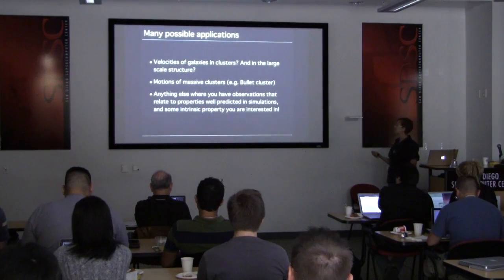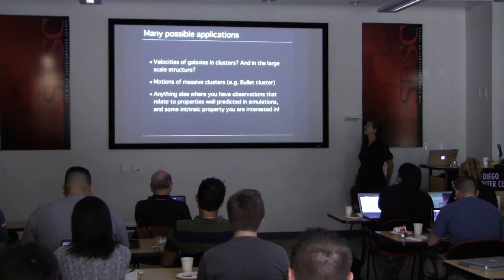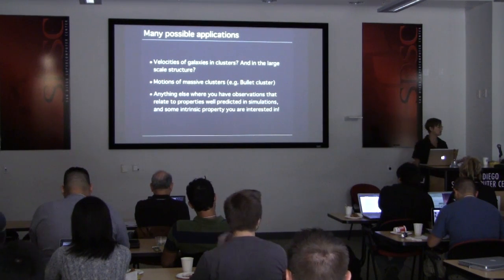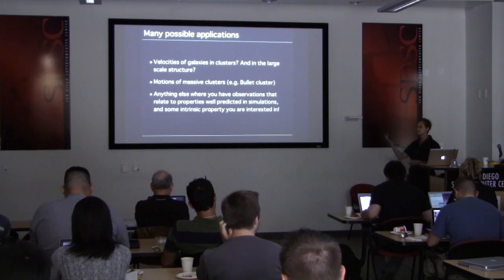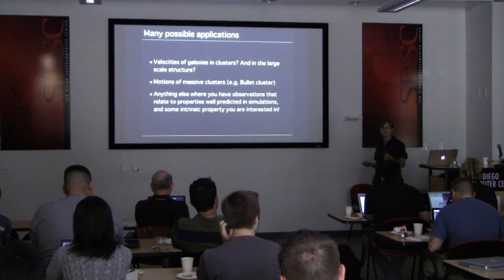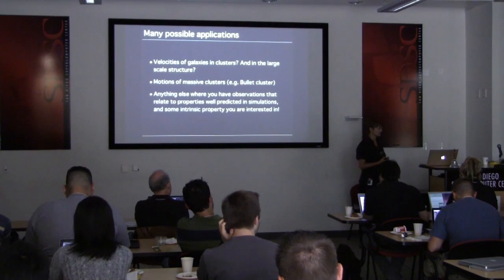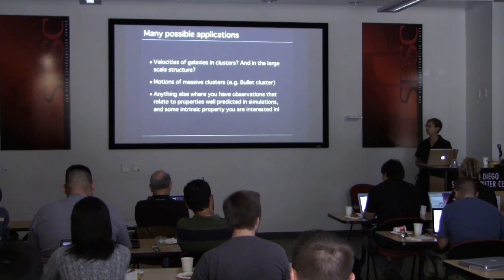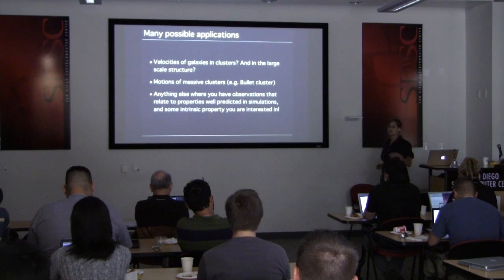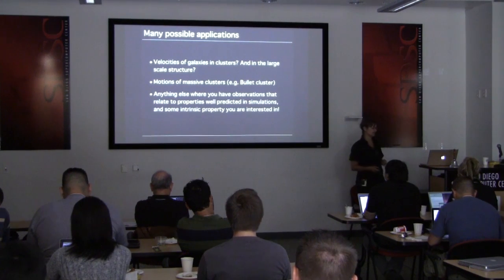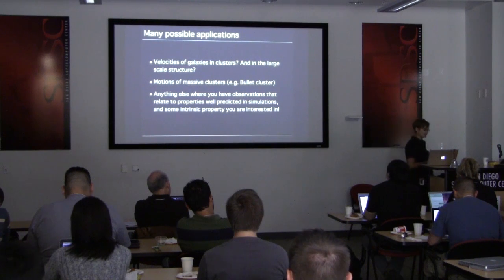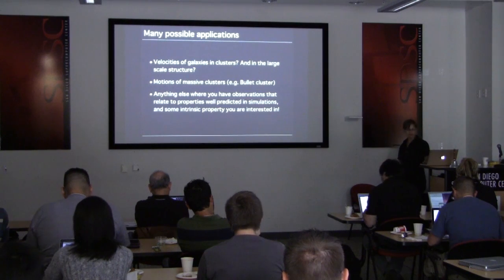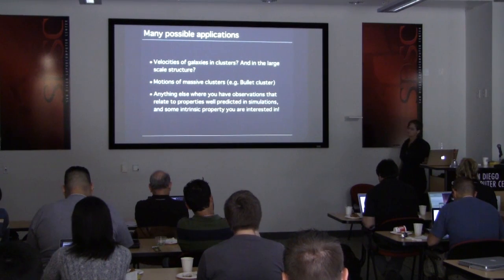So this was just one example. I think there's lots of other possible applications of this idea. Velocities of galaxies and clusters. What can we infer from the motions of things like the Bullet Cluster about the underlying mass distribution or the history of those objects? And really anything else where you have some observation that you think is well predicted in simulations and some intrinsic property of that object that you're interested in. So I think this basic approach has a lot of legs, and I hope people are interested in thinking about it a little bit more.